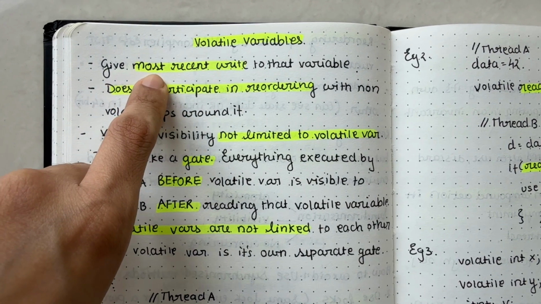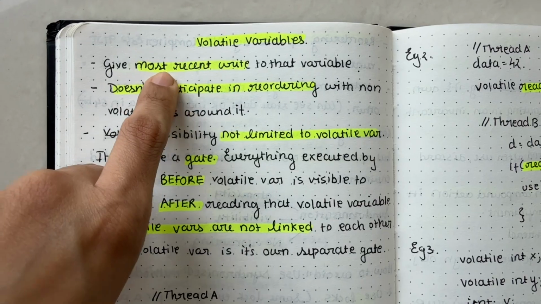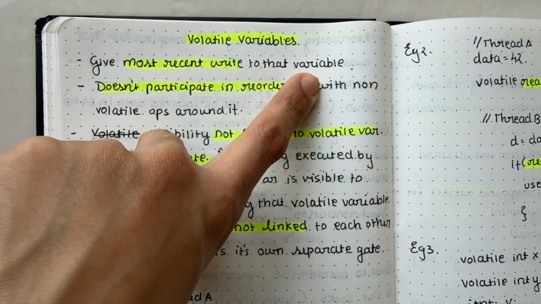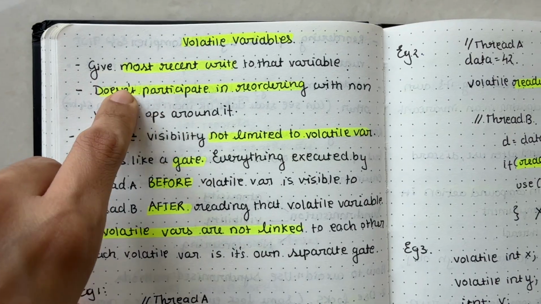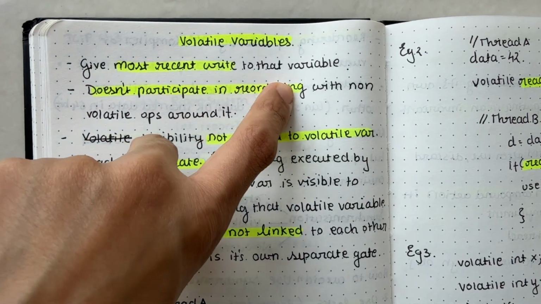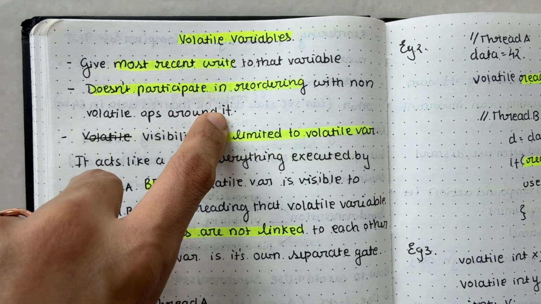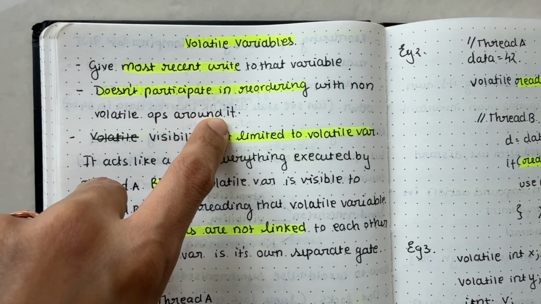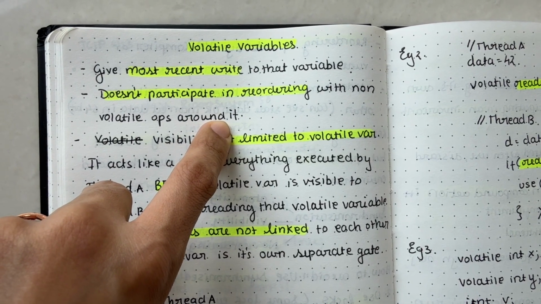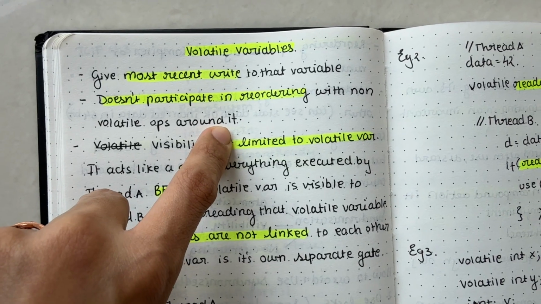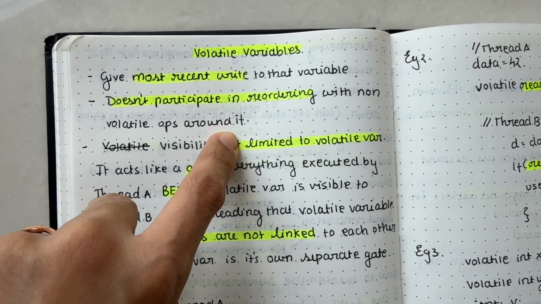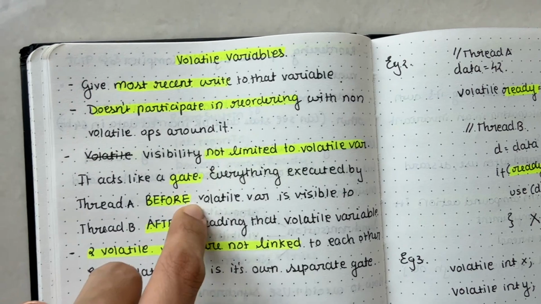So volatile variables help us with that. They give us the most recent write to that variable, so they help us with visibility. They also don't participate in reordering with non-volatile operations around them. That means the code that is going to be executed before the volatile variable is guaranteed to be executed before it.